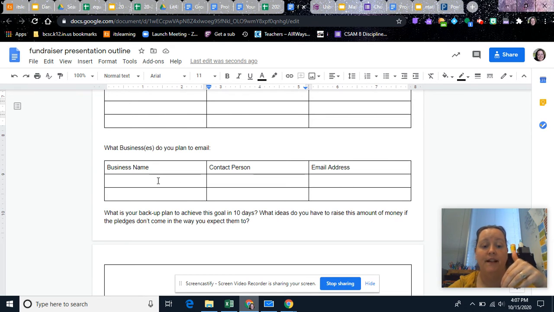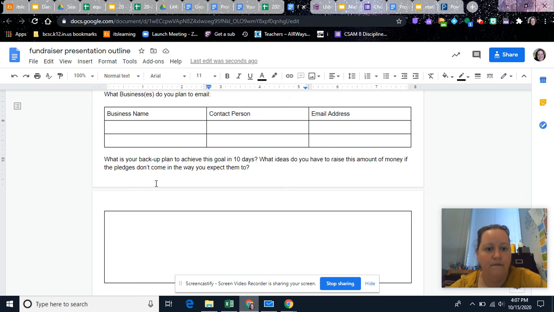I put a couple places here. I think you only have to email one business, but if you would like to email other businesses, like if you're not feeling confident that your personal pledges will come through, and you want to ask more businesses, you would have our support to do that. We will work with each group individually to help them come up with the best idea.